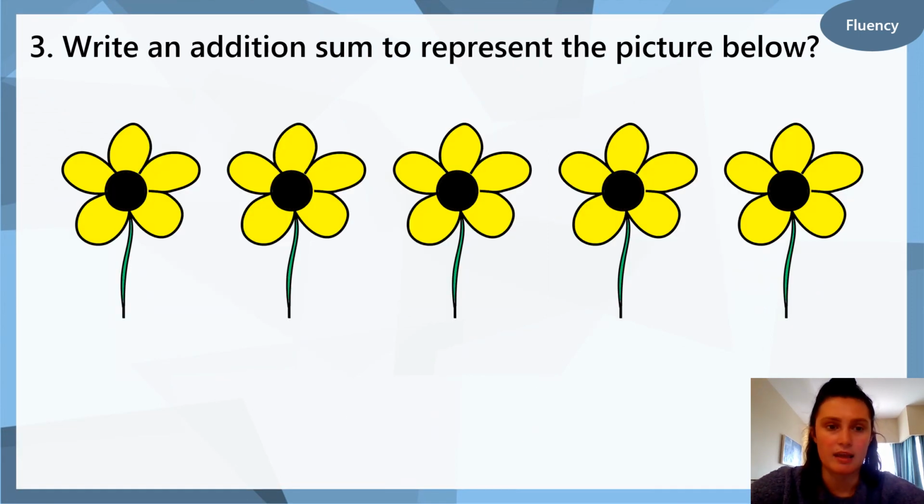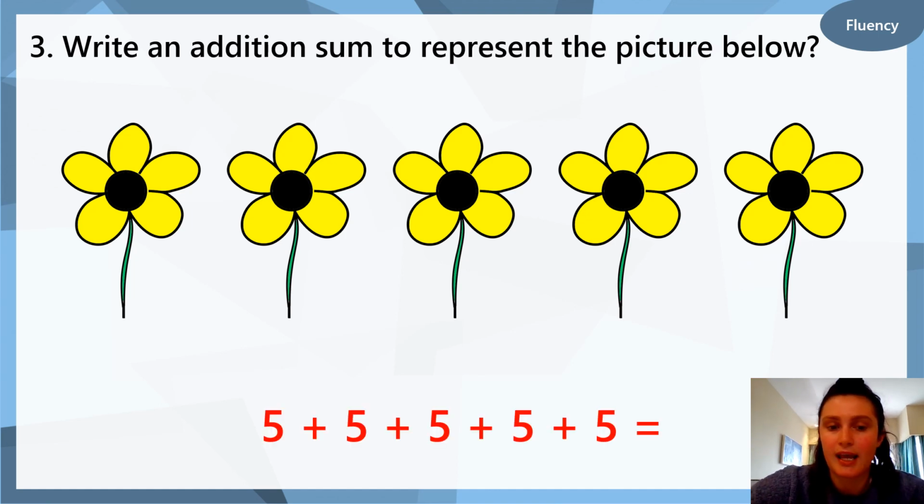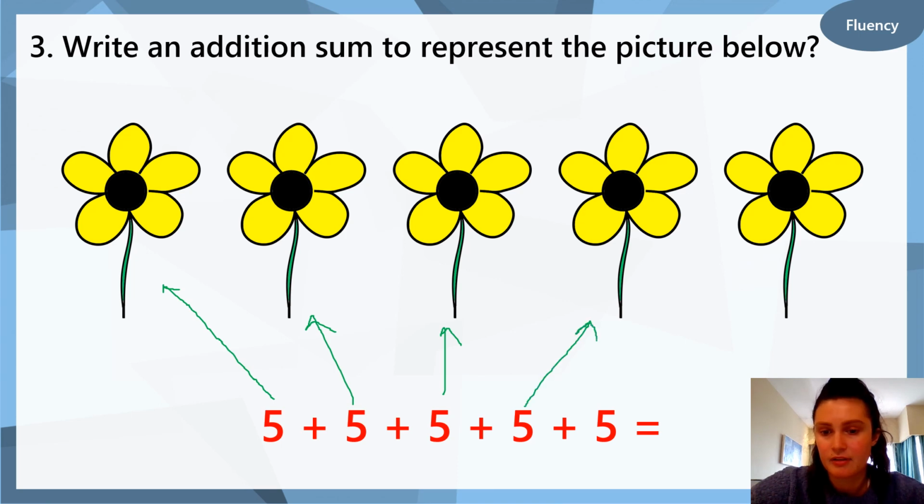Okay, question 3. We need to write an addition sum to represent the picture below. So, do you think you know what number we're going to use? Have a look at the petals. How many petals are on each leaf or on each flower? That's right, 5. So we have 1, 2, 3, 4, 5 flowers. Each have 5 petals. So it's going to be 5 plus 5 plus 5 plus 5 plus 5.